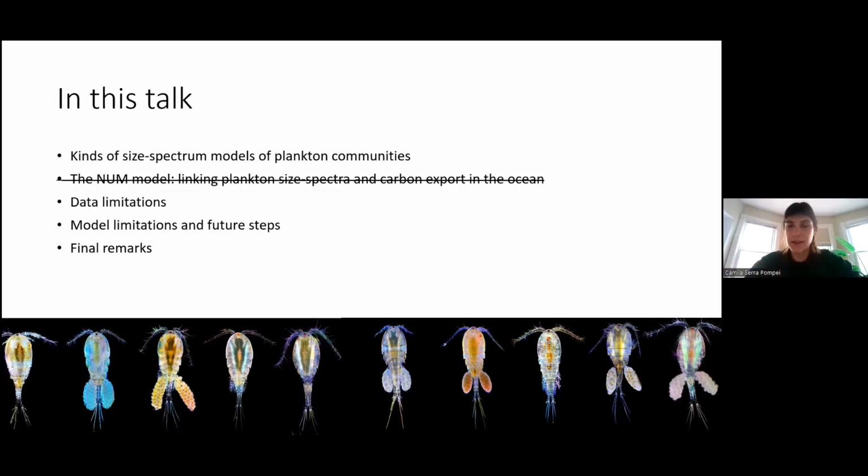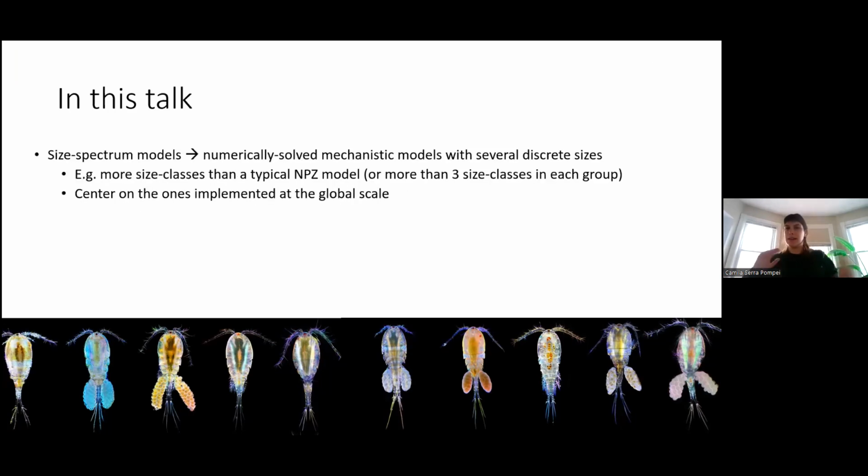I was struggling with what people would expect when I say size spectrum models. So here, I'm just going to center on numerically solved mechanistic models with several discrete sizes. I will try not to look at the NPZ models, but at ones that have a lot of sizes that could potentially generate size spectra. I will also center on the ones implemented at the global scale, which are often the ones we compare with data and use to make predictions, explore different scenarios, or understand processes at the global scale.